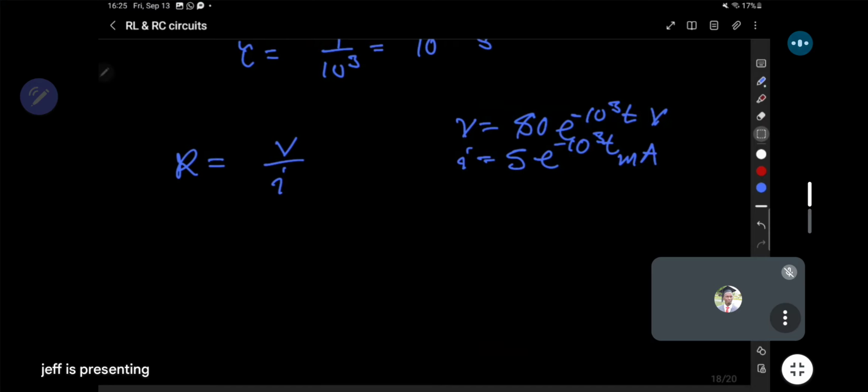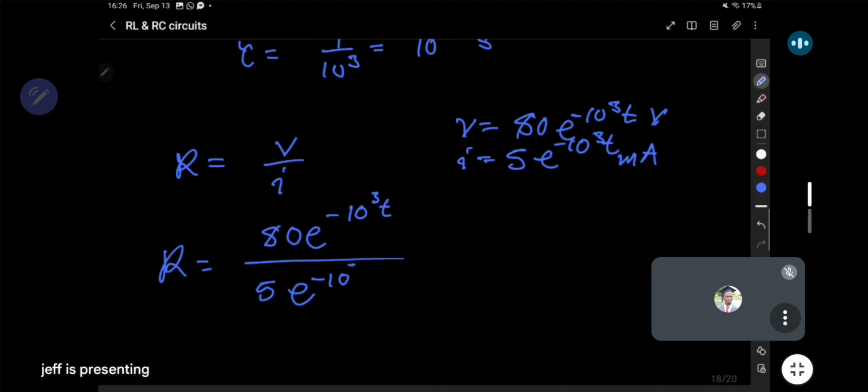So here, we now have R is equal to, for the voltage, 80 e to the minus 10 to the power 3t. The units are okay, standard units, volts. But down here we have 5 e to the minus 10 to the power 3t, but the units here are milliamps. So milli just implies times 10 to the power minus 3 amps. Now that I've converted, I've introduced the 10 to the power negative 3, I might as well drop the milli, the amp, because I now know that even the current down there is in standard units.